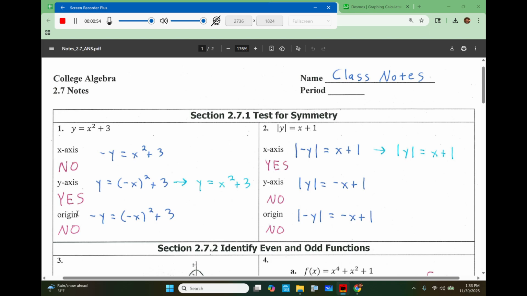Origin symmetry, what that is, it looks the same right side up as upside down. You replace the x and the y with a negative x and a negative y. So in this case, this would become x squared again, but then this negative y would just look like this one here. So this graph does not have origin symmetry, only y-axis symmetry.